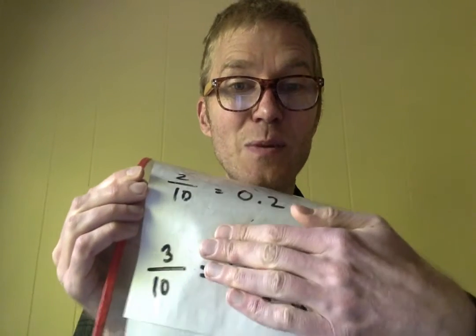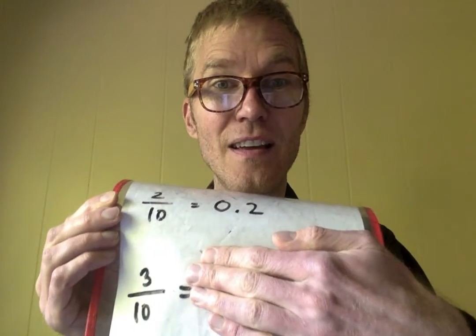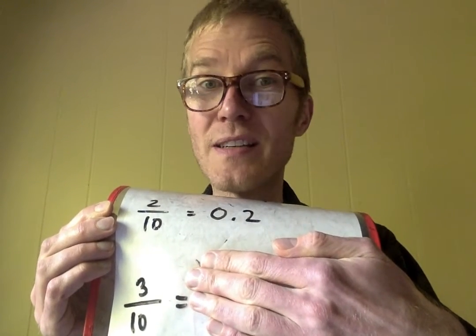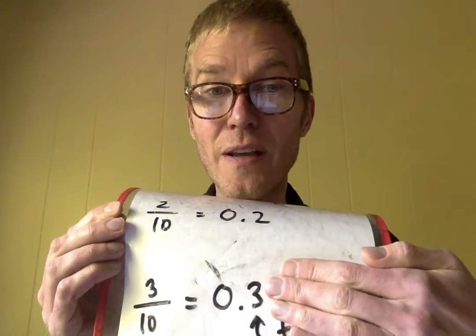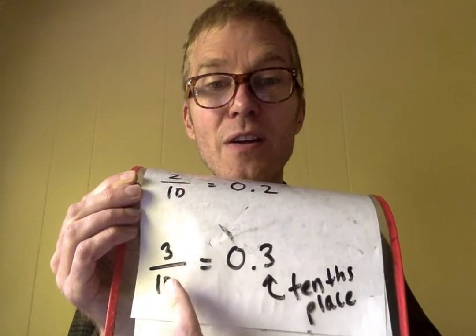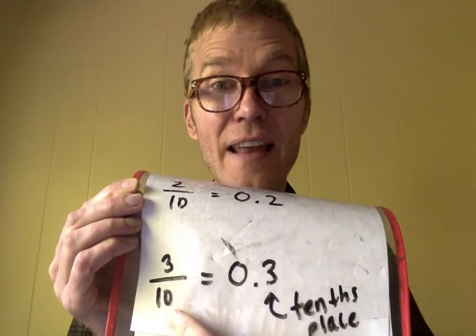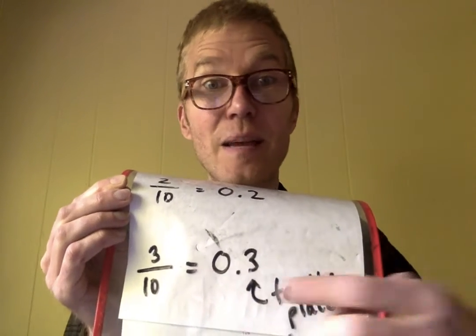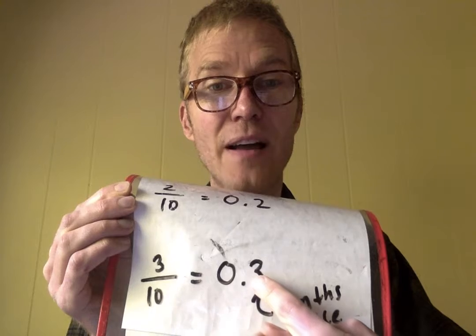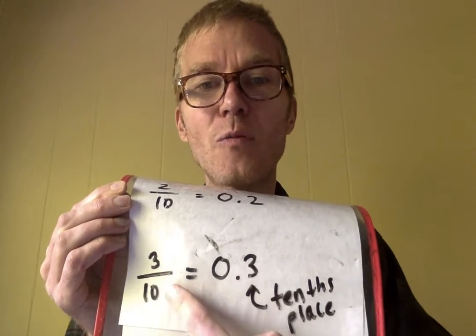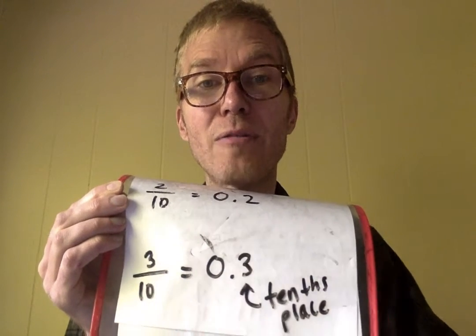Any guesses on this one? 3 tenths? 3 tenths is going to be 0.3. It's in the tenth spot. Tenths are tenths. Same thing. That's the tenth spot. So how many tenths do we have? We got 3 tenths. 0.3. That's the big thing to remember. Tenths are tenths.